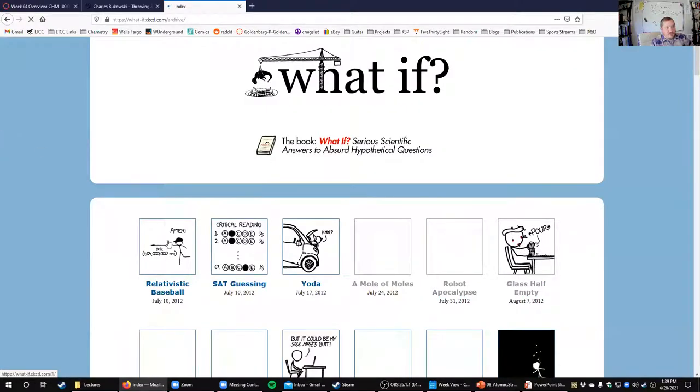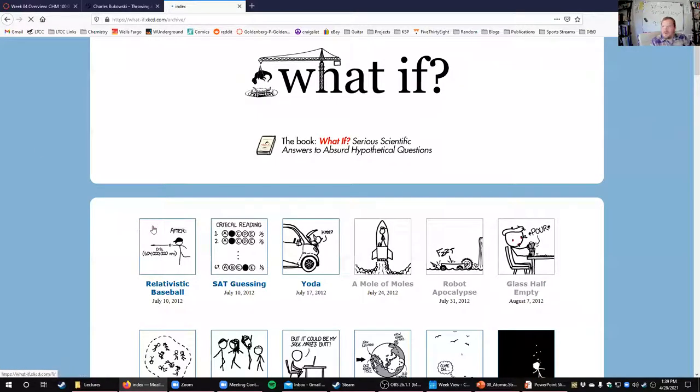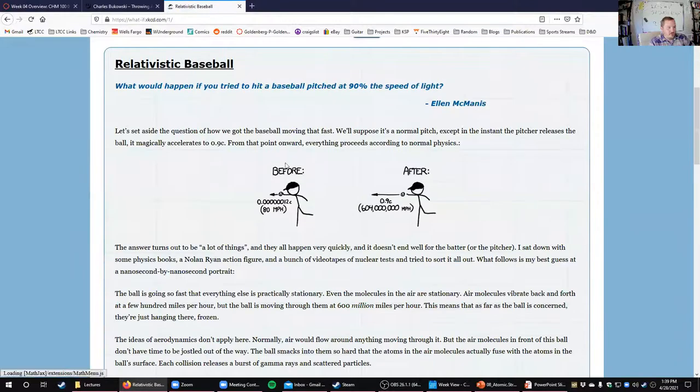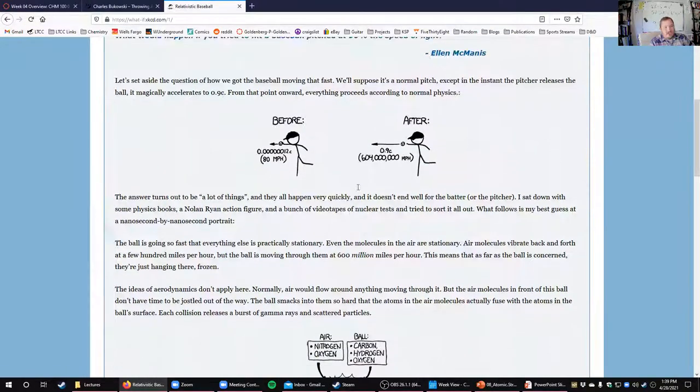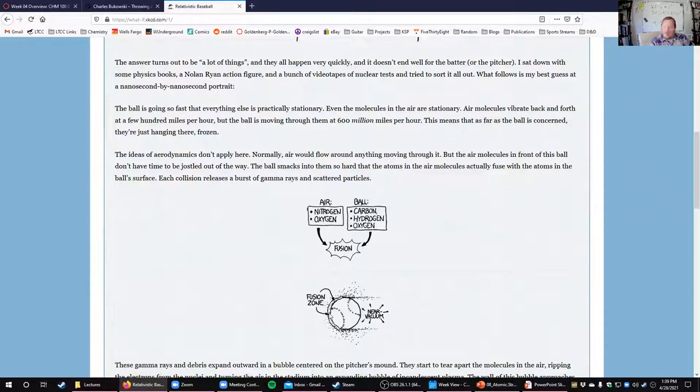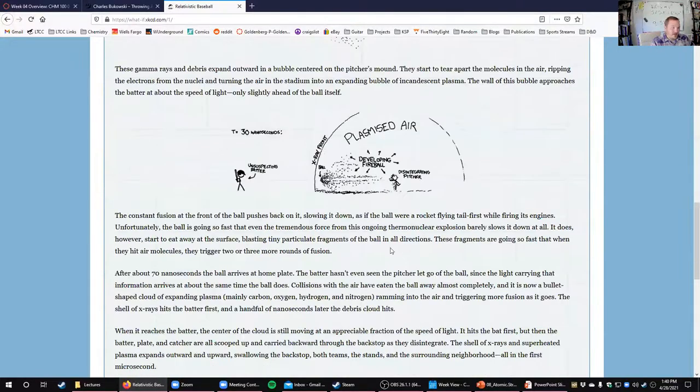where he just answers very, very random physics questions, like what would happen if you could actually throw a baseball at 99% the speed of light? And he actually goes into what the physics would look like to do that and why it would cause a fusion reaction that would end up destroying the entire stadium. It would look like a hydrogen bomb went off. He goes into the math behind that and what it would actually look like with funny drawings along the way.